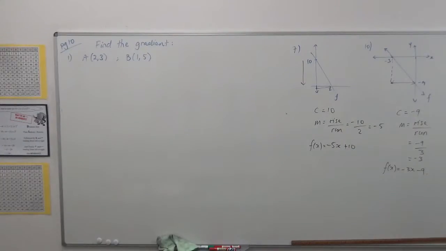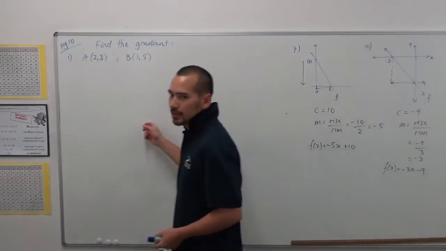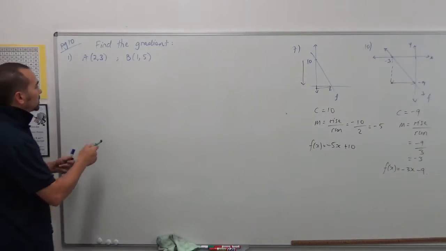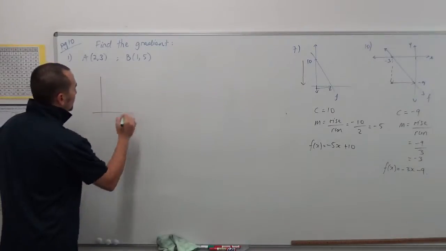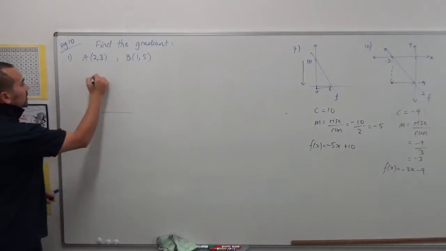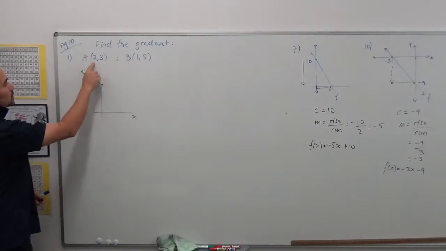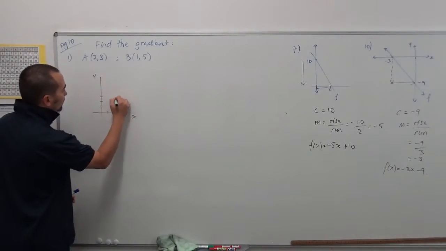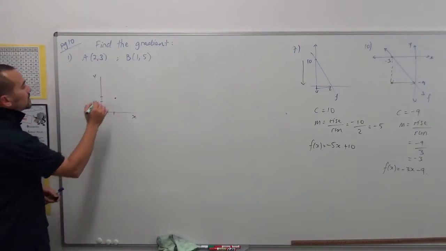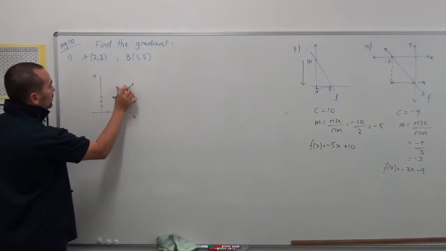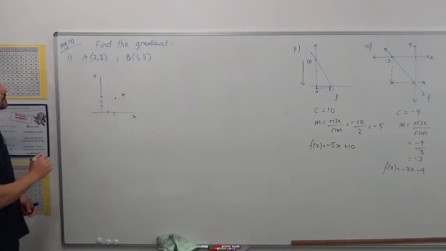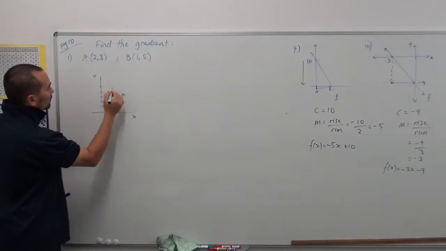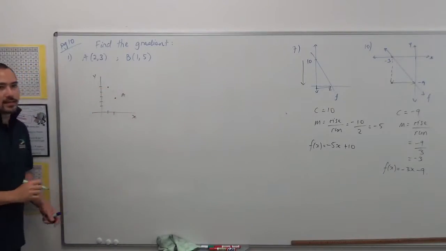Okay, so we're going to find the gradient for these questions. So, here's a Cartesian plane. In the first quadrant, there's y, there's x. So 2, 3 looks like this. So that's where A is. And B is 1, 5. So 1, 2, 3, 4, 5 is there.